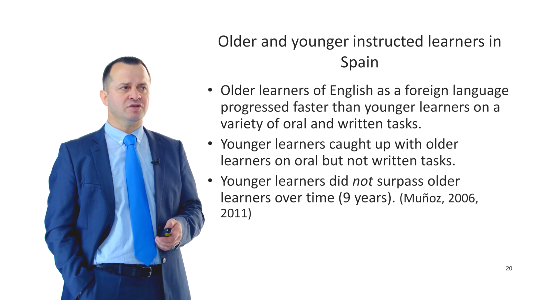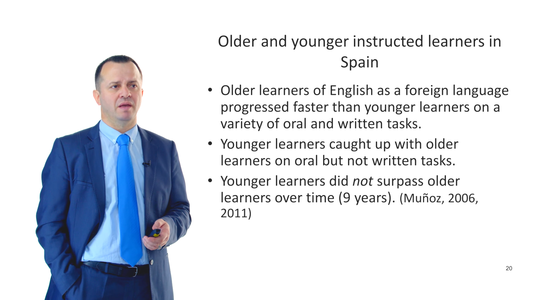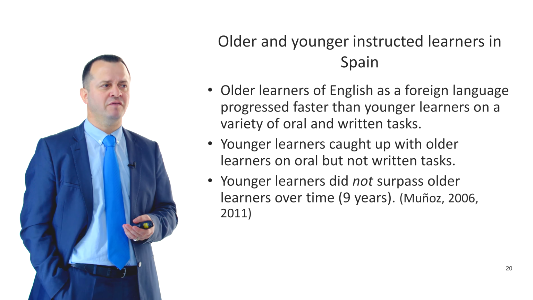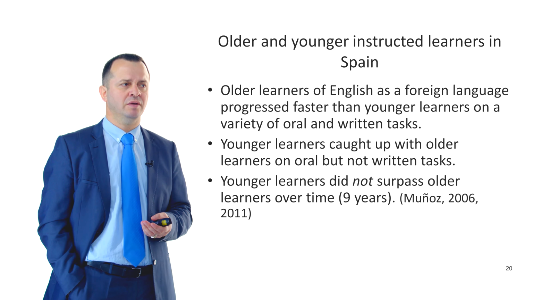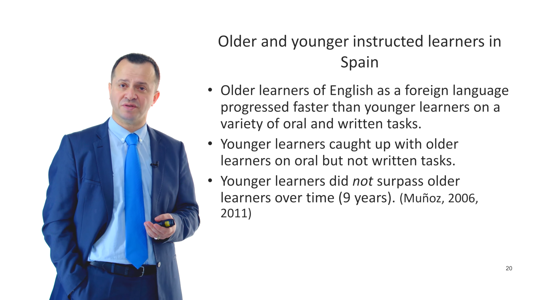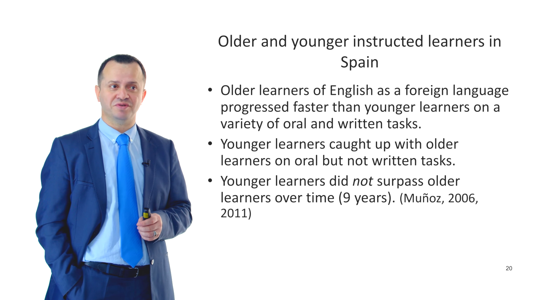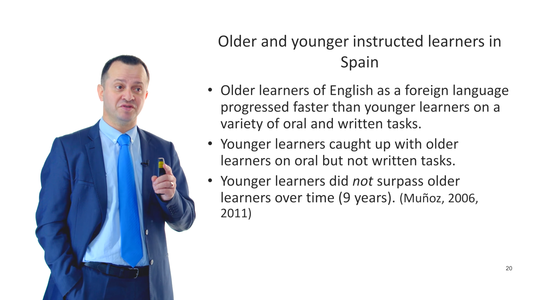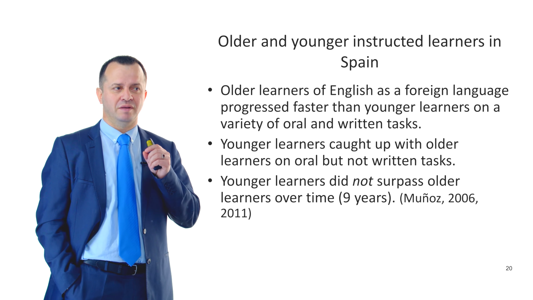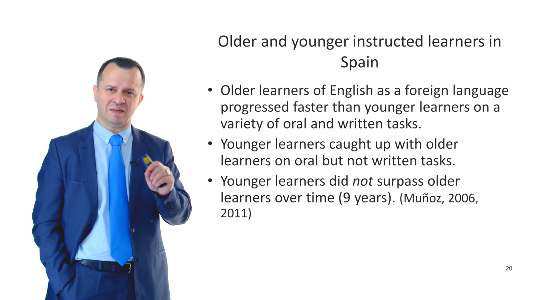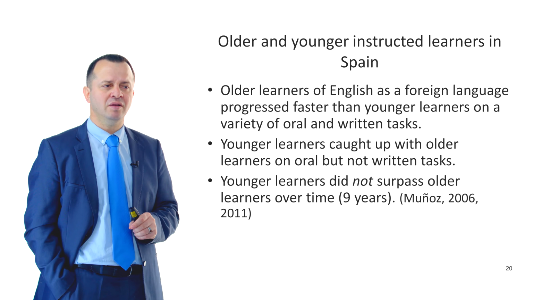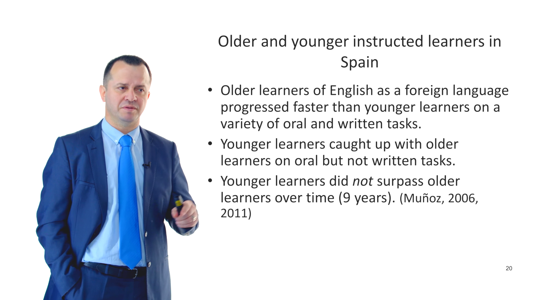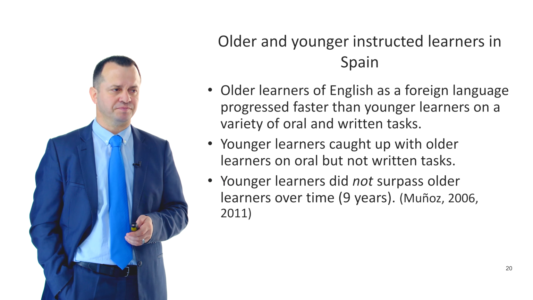Older and younger instructed learners in Spain. Another experiment: older learners of English as a foreign language progressed faster than younger learners on a variety of oral and written tasks. Very strange. Younger learners caught up with older learners on oral but not written tasks. You see, younger learners are very good in oral but not in written tasks. Younger learners didn't surpass older learners over time, which was 9 years.